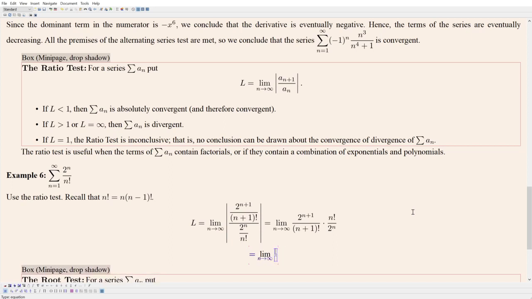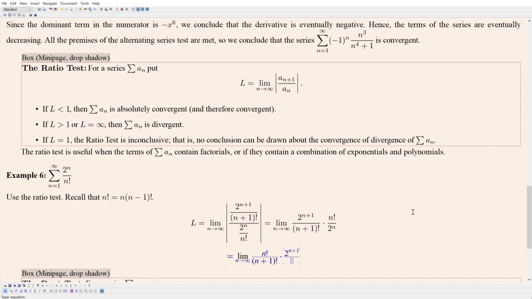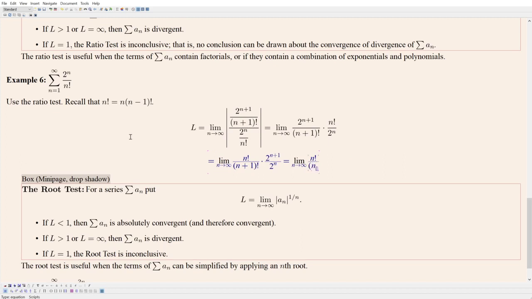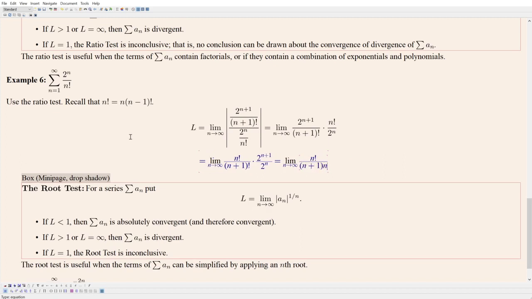So let me rewrite this so that the like terms are on top of each other. So n factorial over n plus 1 factorial, and 2 to the n plus 1 over 2 to the n. Okay, so now we can start doing a bunch of cancellation. So first off, this n plus 1 factorial, using this fact, is the same as n plus 1 times n factorial.